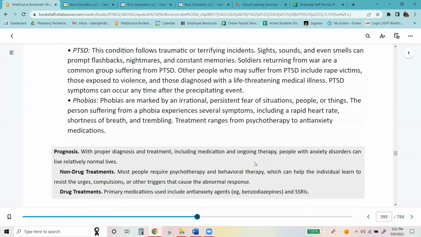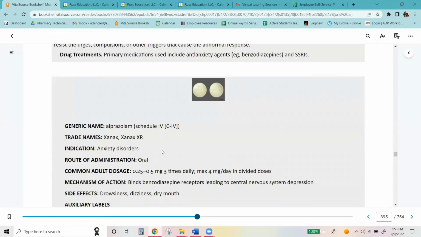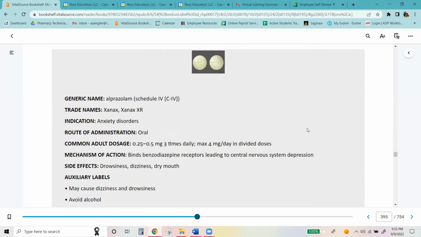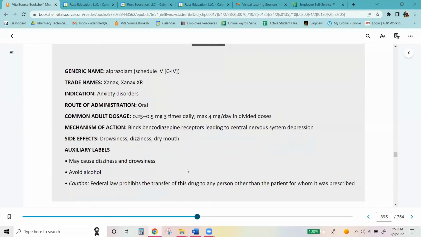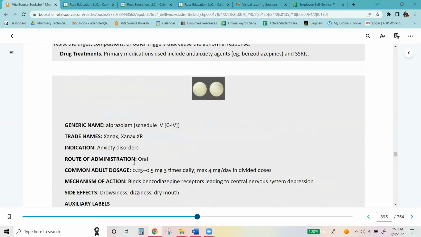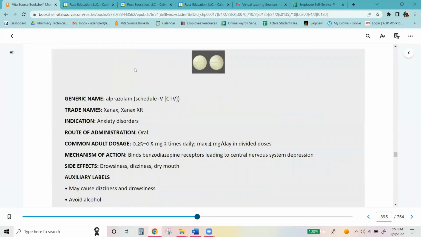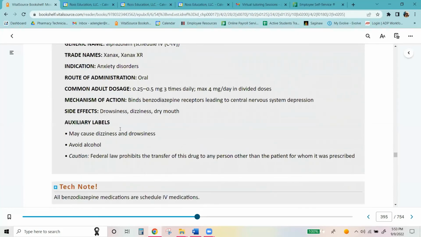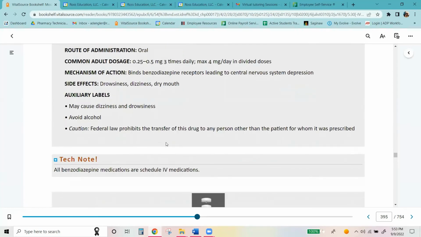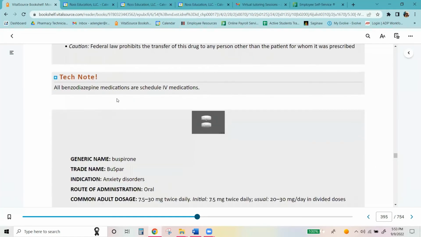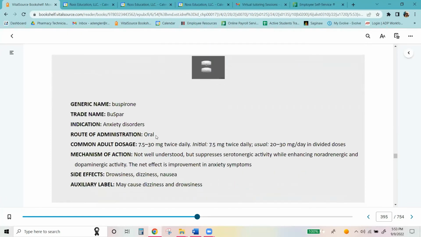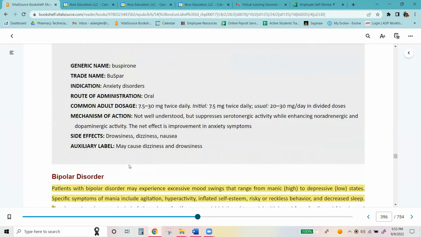So now we will list the medications for anxiety disorders, much of which are controlled substances. They are easily abusable. You can see an auxiliary label for most of these medications is avoid alcohol. You should never take alcohol with an anxiety medication. It can cause respiratory depression. All benzodiazepine medications are Schedule 4 medications. The only exception, as I talked about earlier, is buspirone. That is not a controlled substance.